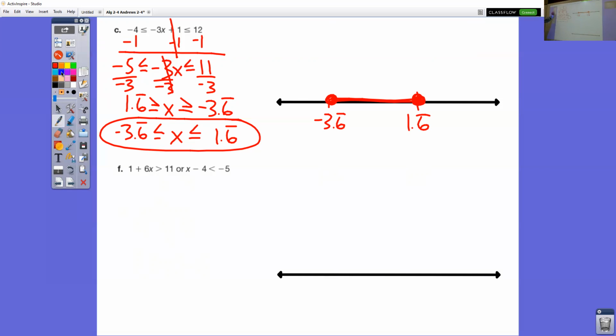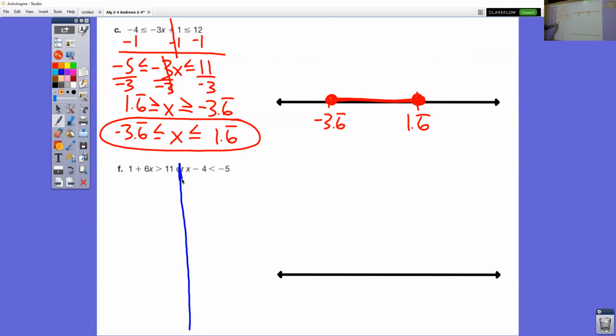Or statements are a little bit different. Or statements, you're solving two completely different inequalities. So I could draw a line right through the or, and I'm solving two completely different inequalities. You're not solving them at the same time now.